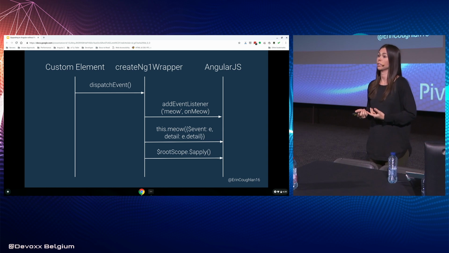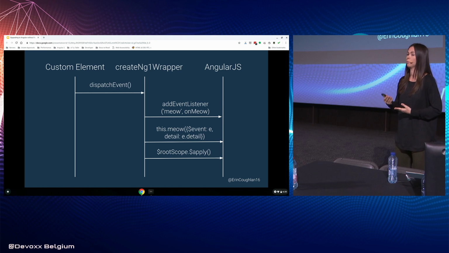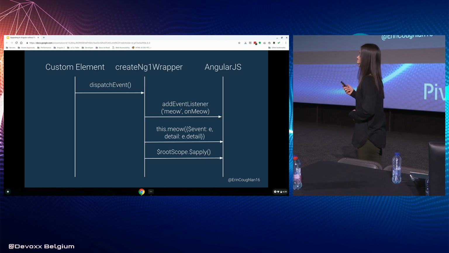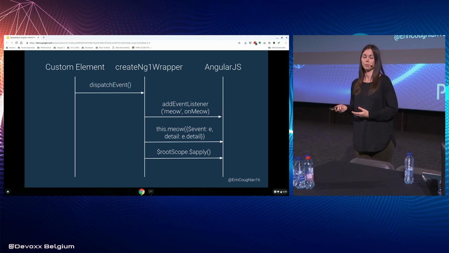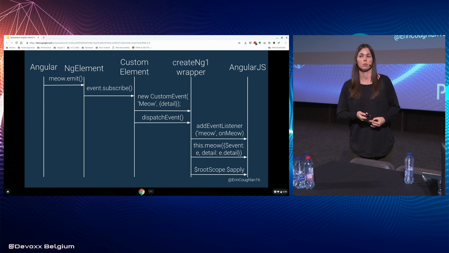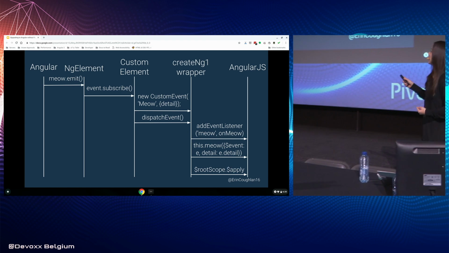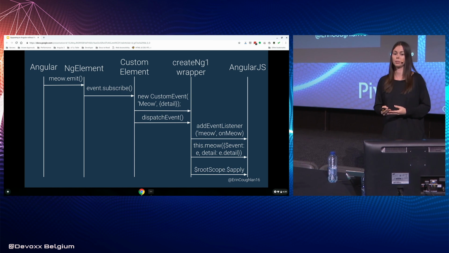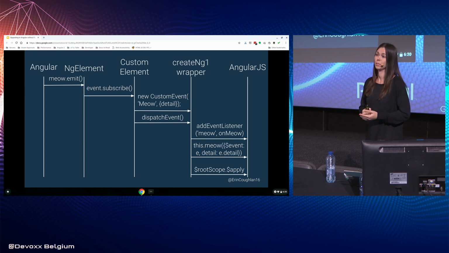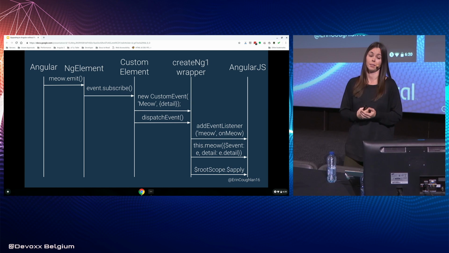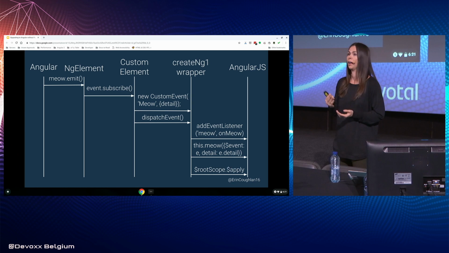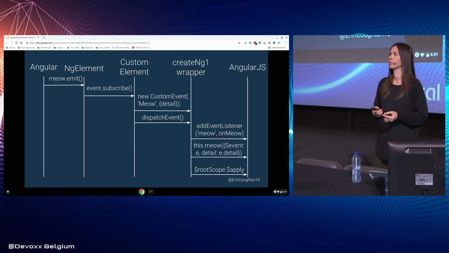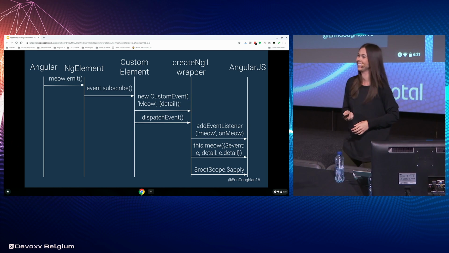And again, we have to run change detection. So we run $rootScope.$apply, we tell AngularJS to update while responding to this output, and then the browser updates. So altogether again, we emit a meow event, and the ngElement strategy is subscribed to it. We create a new custom event, we dispatch that event, we just listen to it, add an event listener to this meow, and then we run our output function in AngularJS. It's a big, long, expanded thing.